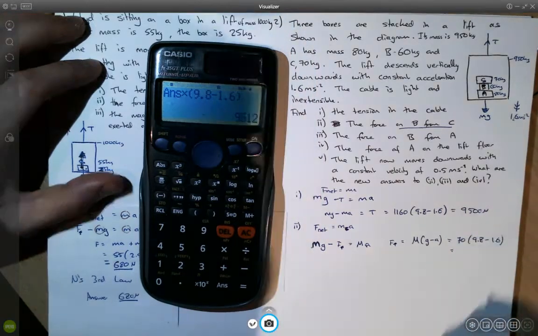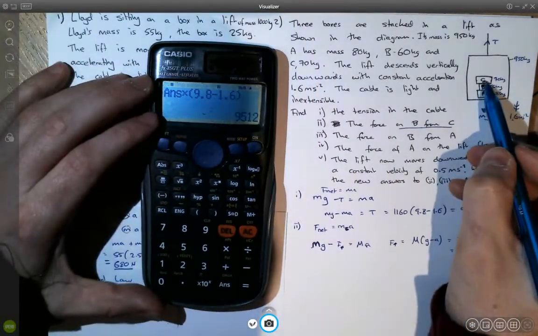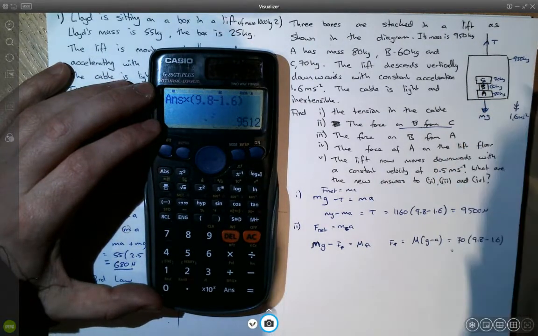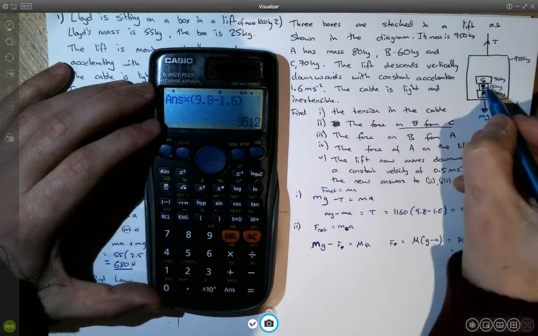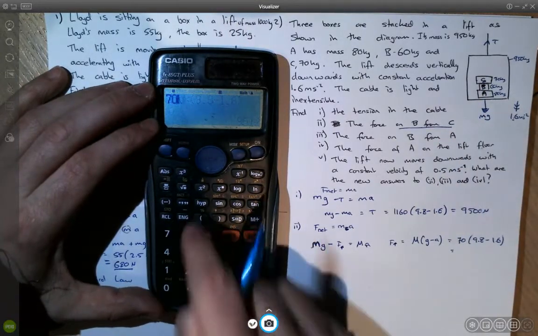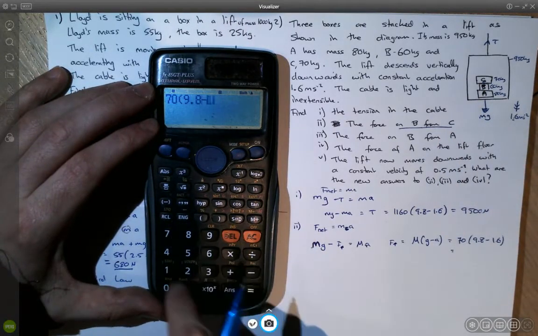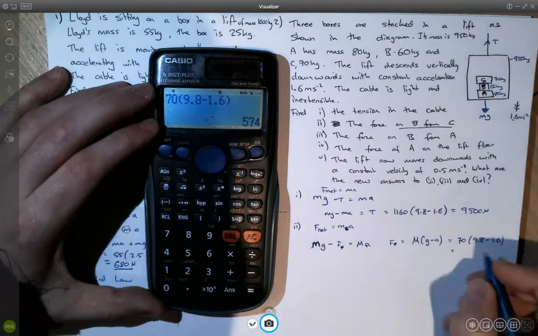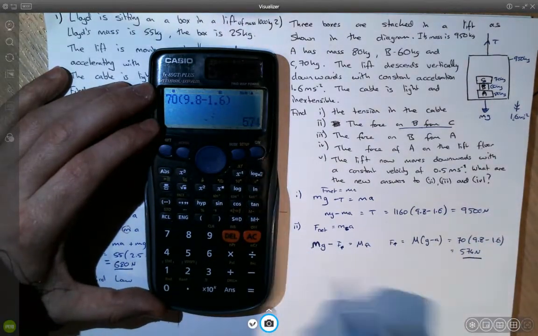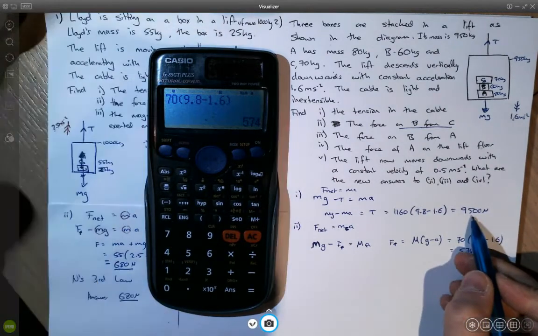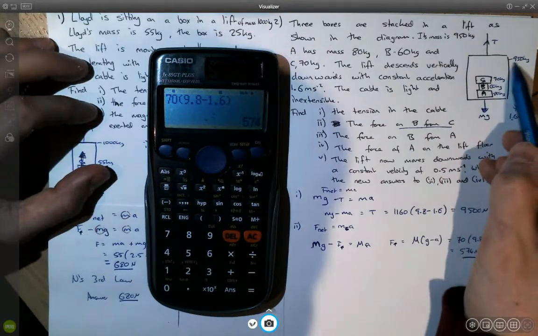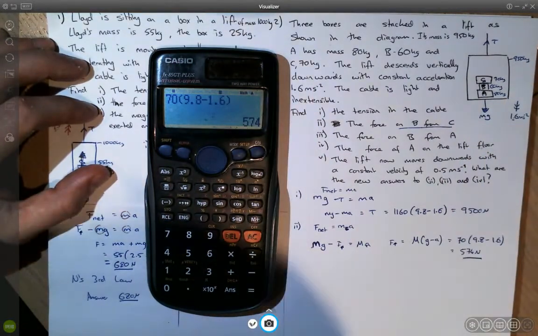So the mass of the thing accelerating C is 70, and then the acceleration is still 1.6. So the resultant force on C is given by this, and it will be the same as the force from B on C. So let's figure out what the answer is. 574 newtons, which is considerably less than this, but you would expect that because we're only looking at a very small mass compared to the large overall mass.